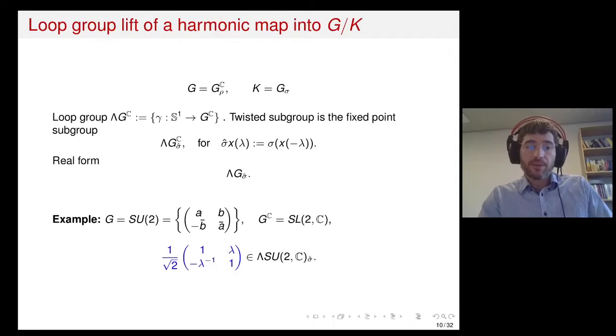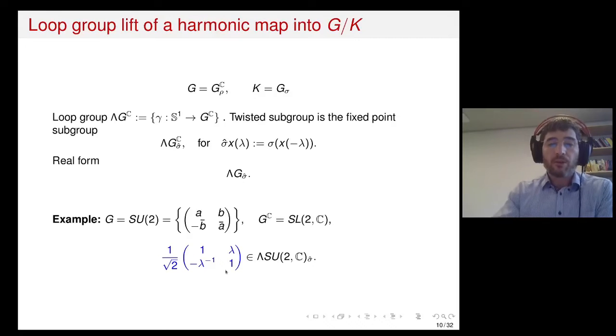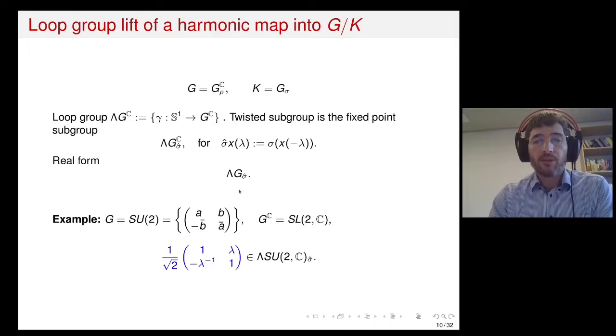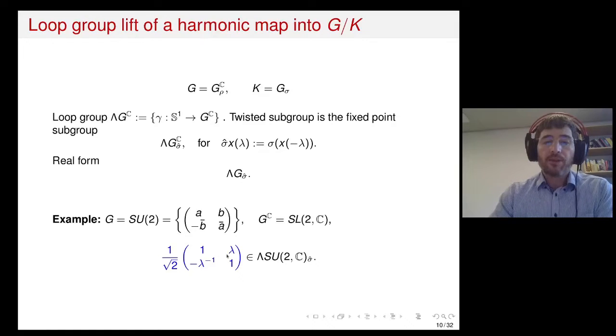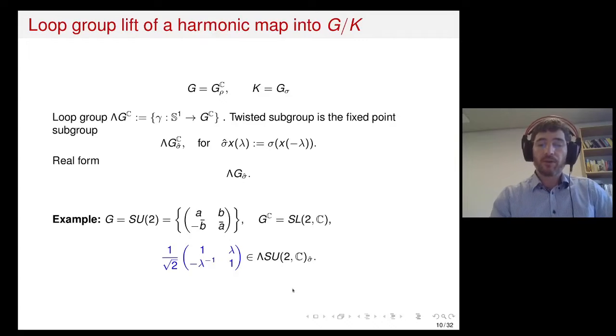Here's an example. G is SU2 and G^C is SL2C, and this is an element of exactly this twisted subgroup, because for this matrix, when lambda is in S1, lambda inverse is the same as lambda bar. So this is B, minus B bar. This object has determinant 1, so it takes values in SU2. And the twisting condition, if you work out what this actually means for the relevant involution we're talking about today, means that off-diagonal elements of this matrix should be odd powers of lambda, and diagonal elements should be even powers. So this is just one example.